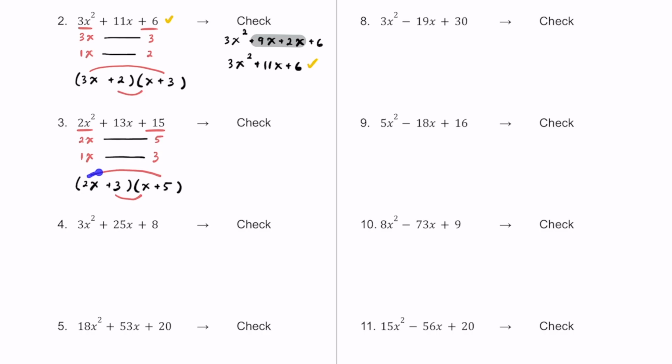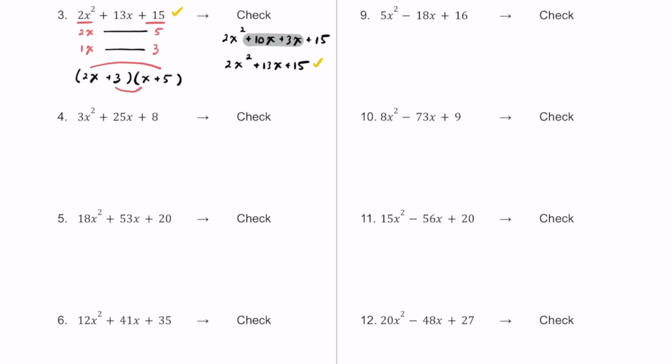If we go ahead and check this, 2x times x, that's going to be 2x to the second power. Then if we check our outers and inners, that's going to be plus 10x plus 3x. And then if we check the last, 3 times 5, that's going to be 15. Go ahead and combine those like terms in the middle. If we do that, we end up with 2x to the second power plus 13x plus 15. All right, and it seems to work out, so we're good.